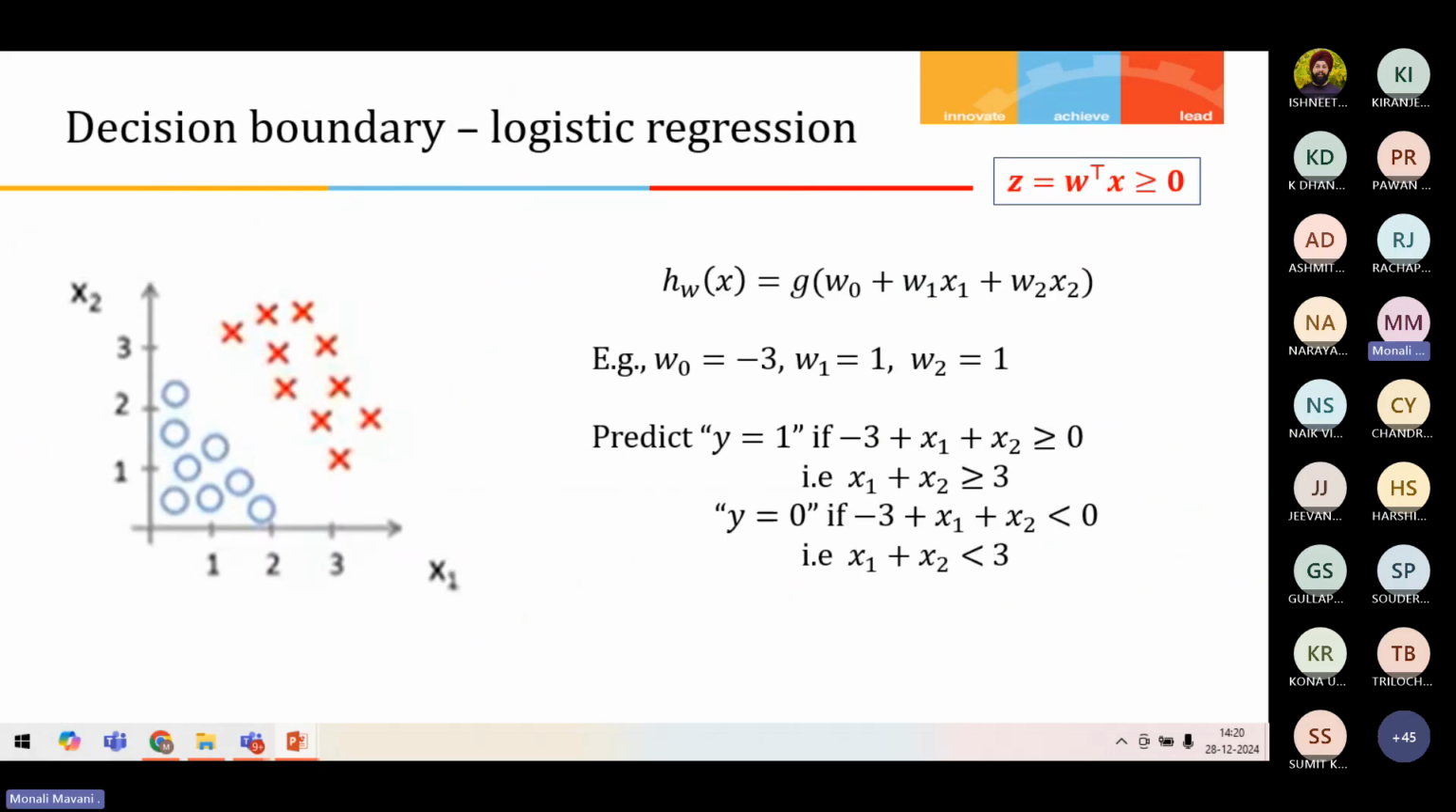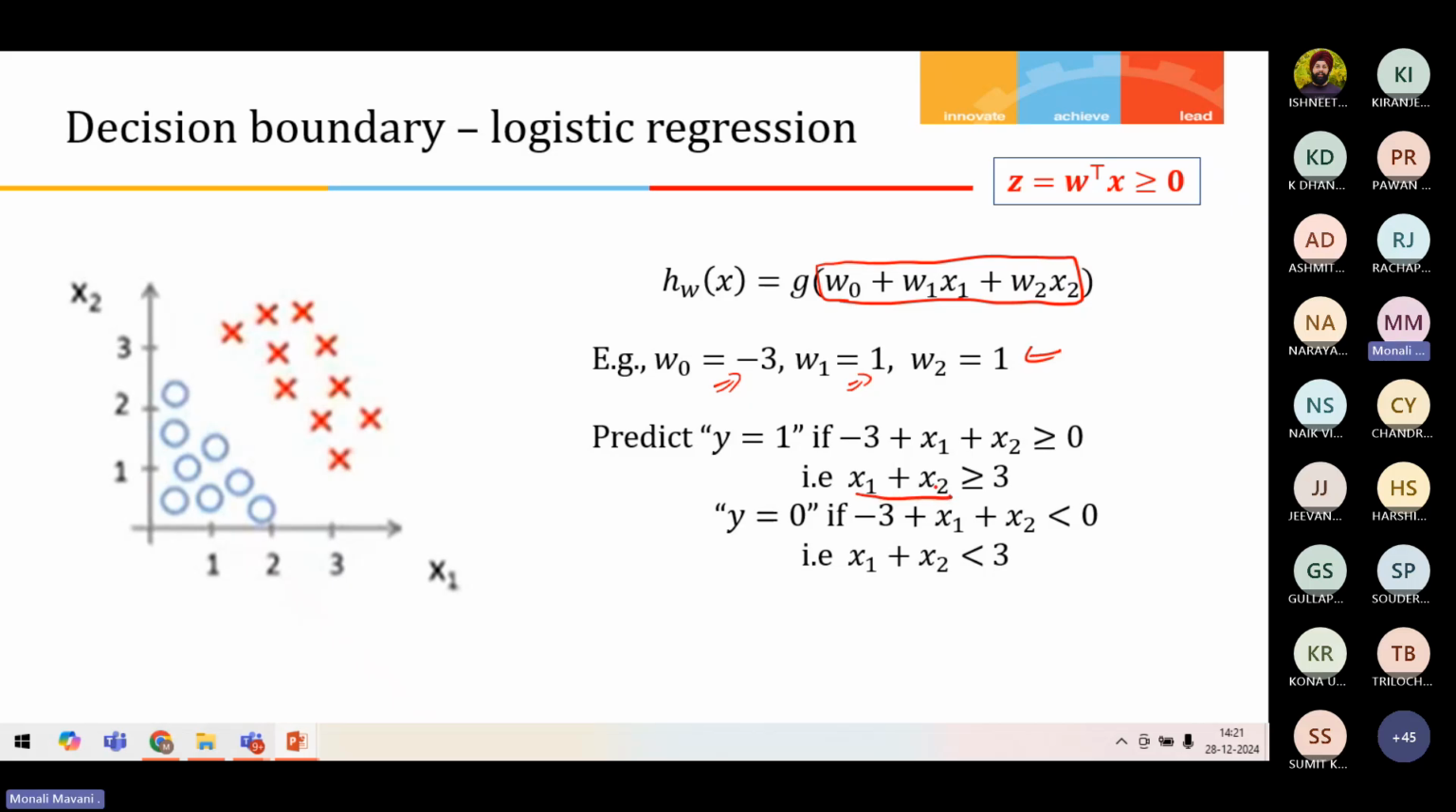Okay, so decision boundary. Say we have this function Z. We have two features, x1, x2, and then a bias term. And say we are putting some W's like this: W0 is minus 3, W1 is 1, W2 is 1. Just assuming some random numbers, and then we are putting in the numbers and generating the equation.